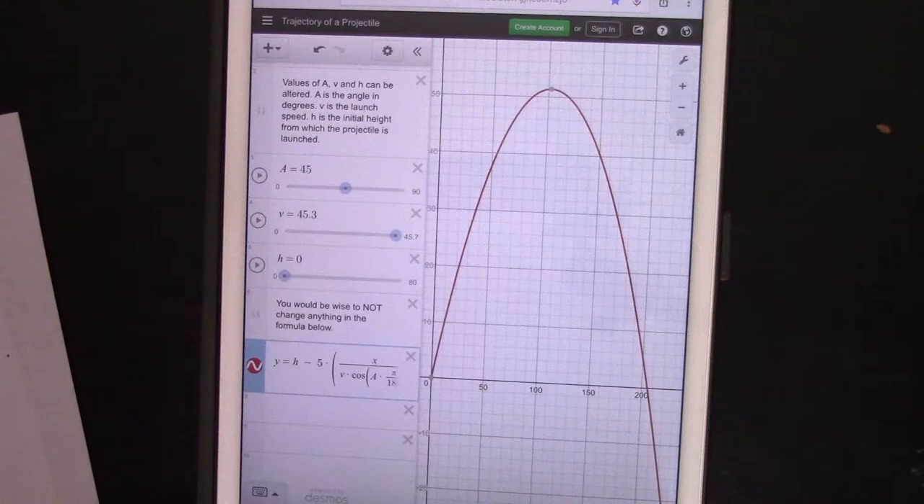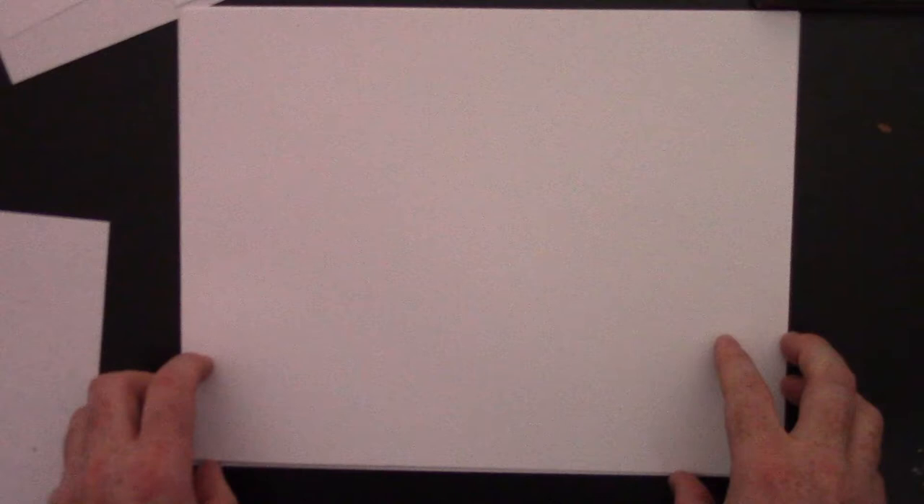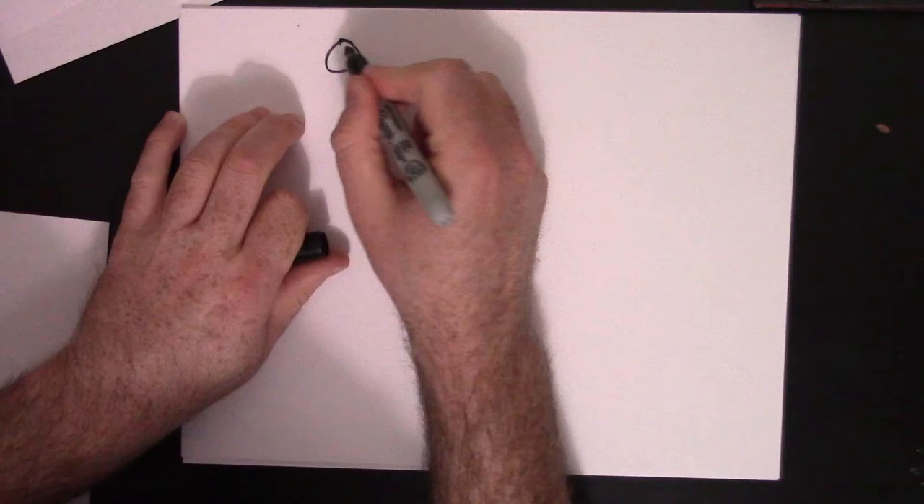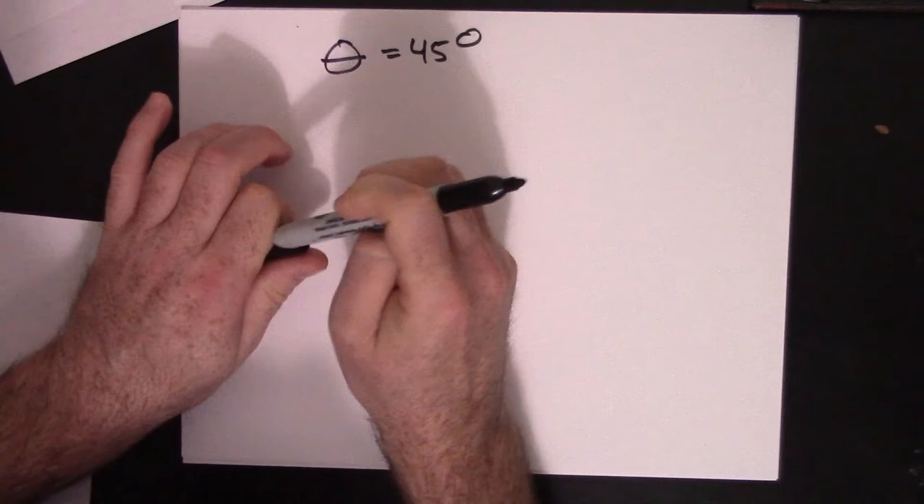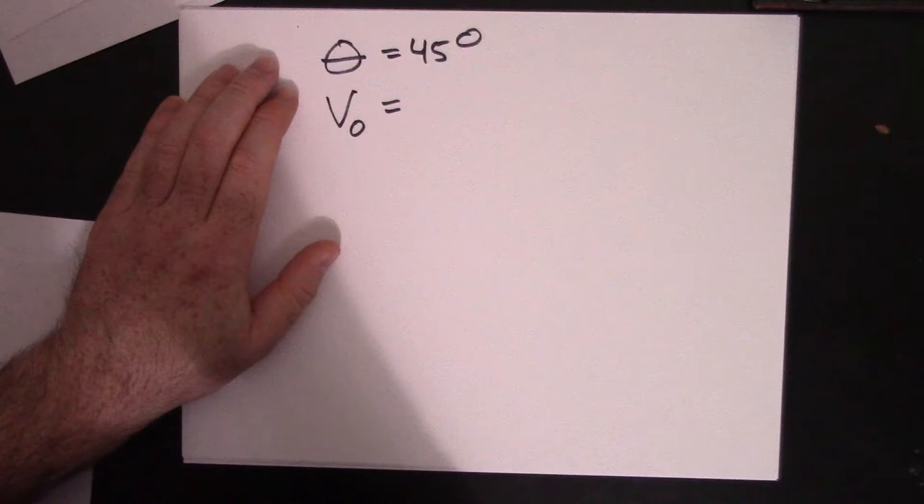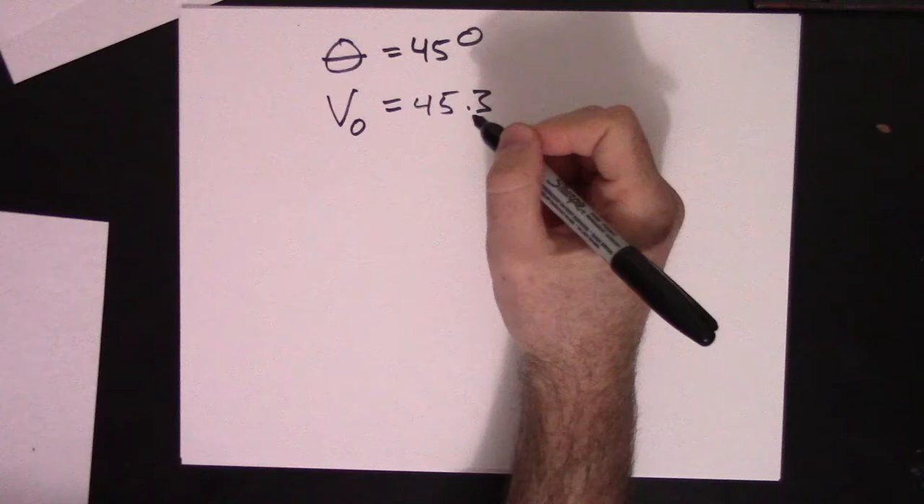All right, given that, we have answered only one of the three things that we want. We know our theta is 45 degrees. I'm also writing that our V naught is equal to 45.3.